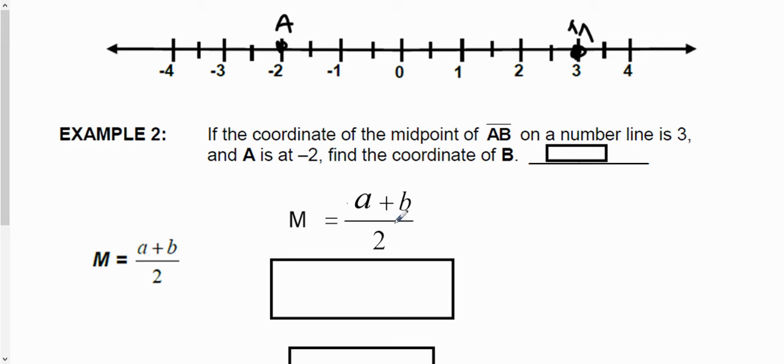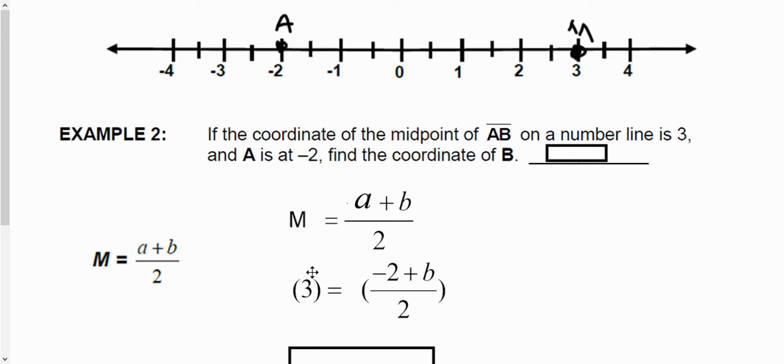So we're going to use the same formula, but in a little different way. This time we've got the M and we're missing the B, the other endpoint. So it looks like this. In place of M, I put the coordinate of the midpoint, 3. And you'll see why I put these parentheses in just a second. One of the endpoints goes up here with A and B, -2. Plus the other one we don't know, so I left it as B and divided by 2.